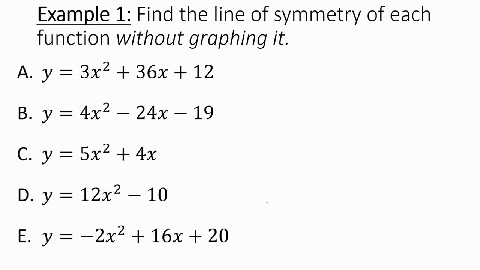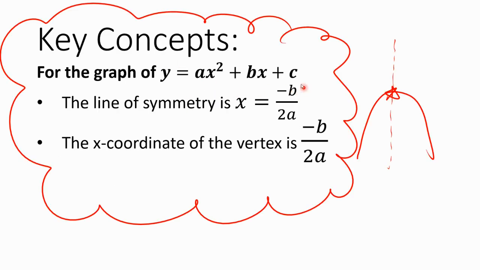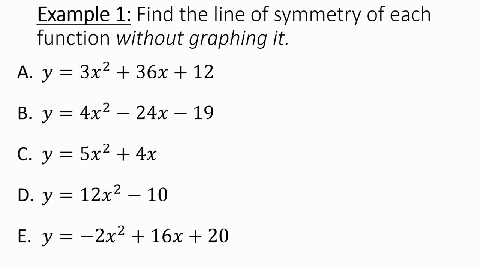So for example 1, go ahead and copy it down. We need to find the line of symmetry or axis of symmetry. Now it's going to be very tempting to head over to Desmos and do it there, but you need to show your work doing it without graphing it. And we're going to use that formula that we just talked about. So we're going to use this one, -b over 2a.